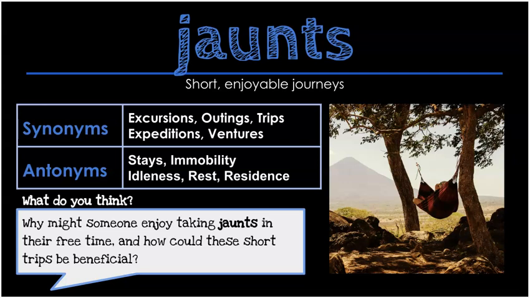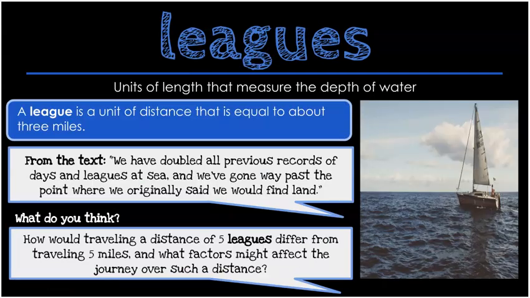Now, our next two words did not have synonyms and antonyms. They had to do more with distance and length and measurement, but we're still going to review those words as they are important. The first word we're going to look at is leagues. Leagues are units of length that measure the depth of the water. A league is a unit of distance that is equal to about 3 miles.